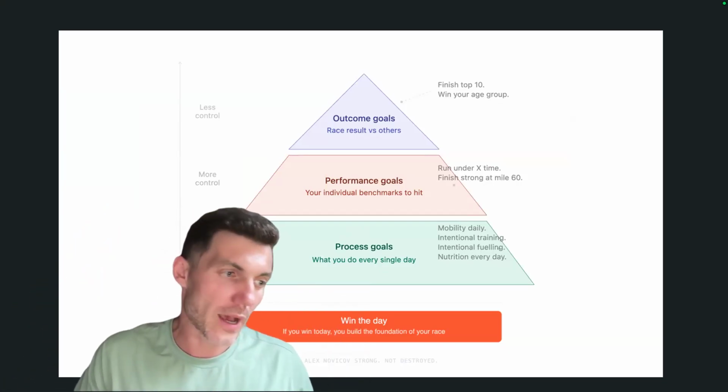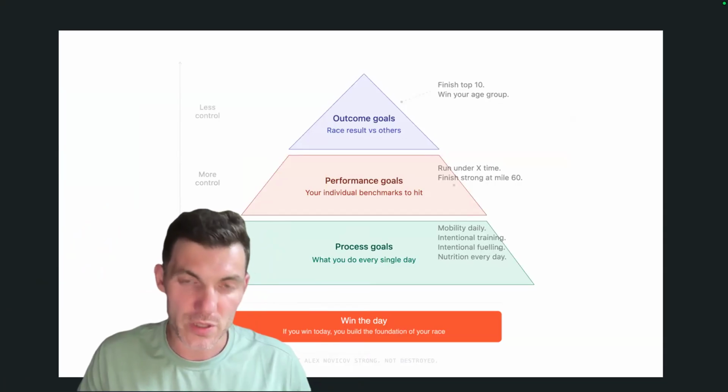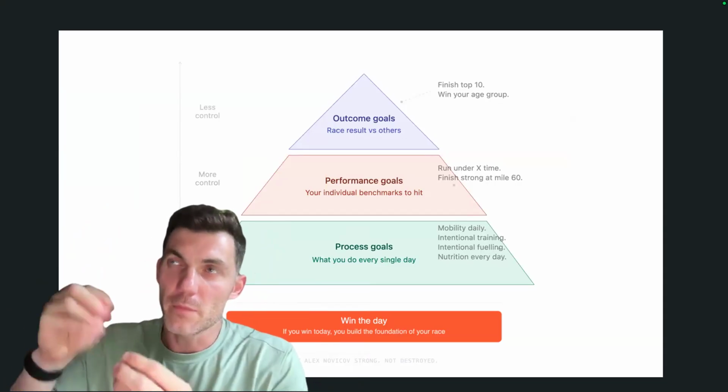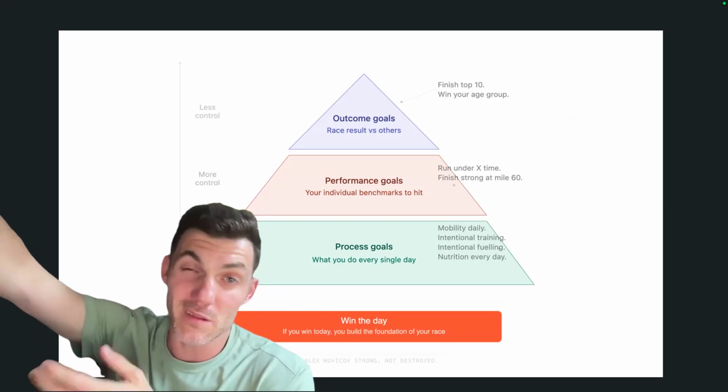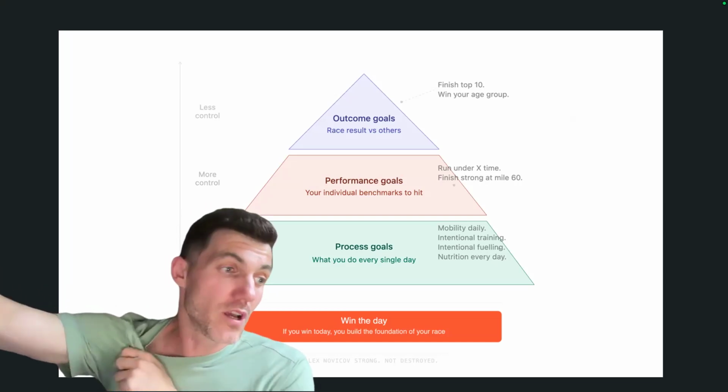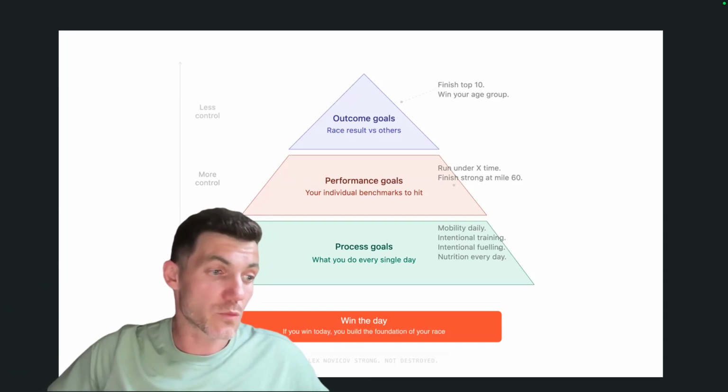What I always suggest is we have process goals. We focus on the process that will help our performance goals, and then performance goals, the byproduct is our outcome goals. So process goals is what do you do every single day?